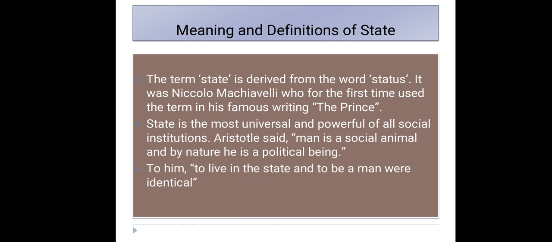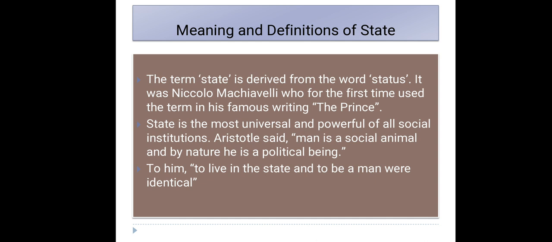When we're talking about the meaning and the definition of the state, first is the derivative meaning. We need to understand that the state is derived from the word status. This status word is a Latin word, which actually means condition or circumstances. It was Nicholas Machiavelli who, for the first time, used the term state in his famous writing The Prince.